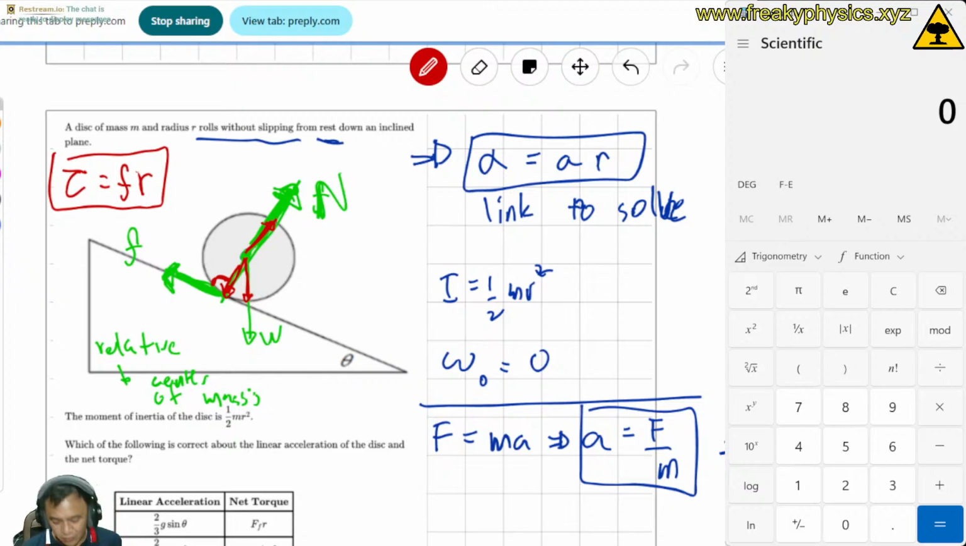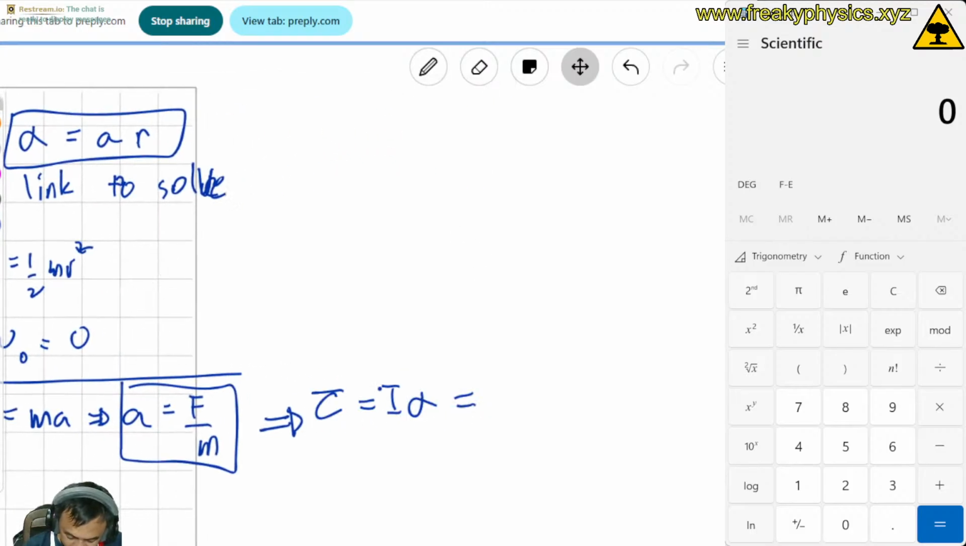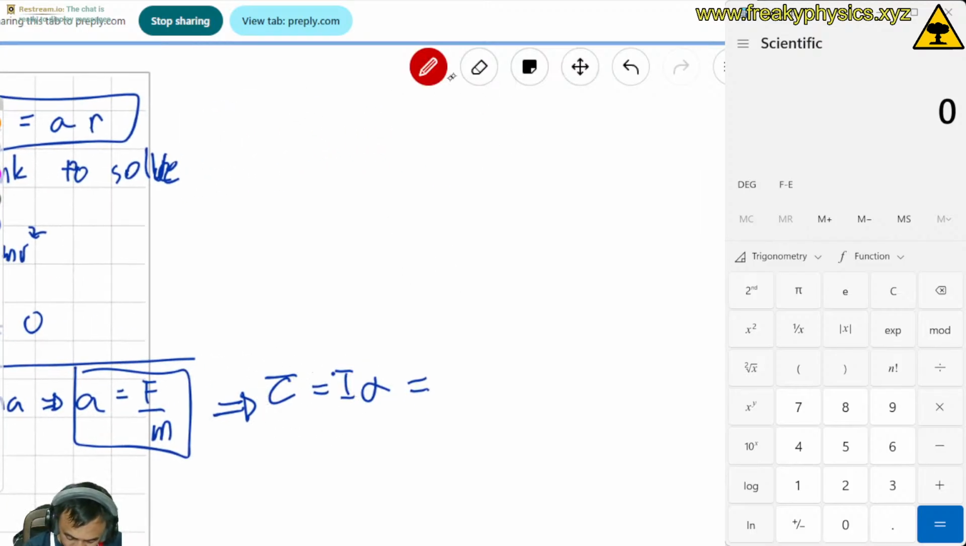So why are we looking at whether it's perpendicular? Because the idea for torque is that it's going to cause rotational acceleration. And it can only cause rotational acceleration if the force is perpendicular to that point we're referring to, in this case the center of mass. So in this case we have an equation for torque. That's going to be equal to the friction times R, right? But we're looking for angular acceleration only.